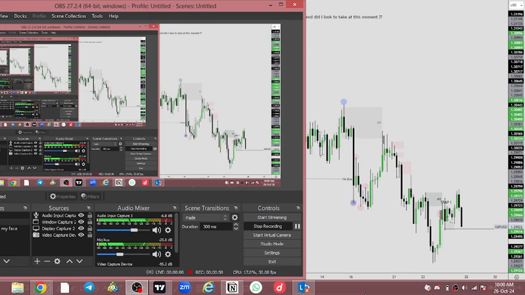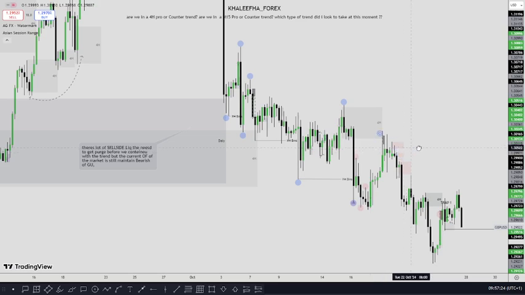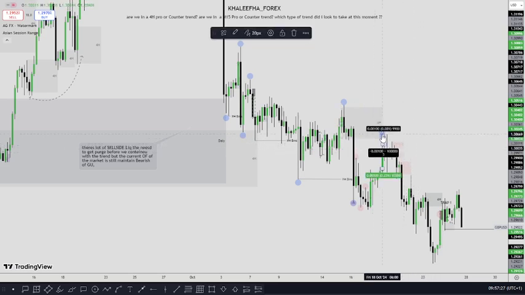So this is the GBP USD, the only pair that I've been trading for the past 3 years. Of course, I've been trading this pair for a long period of time now. I don't know if I can stop trading that pair.